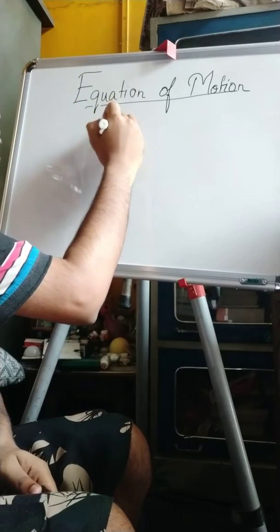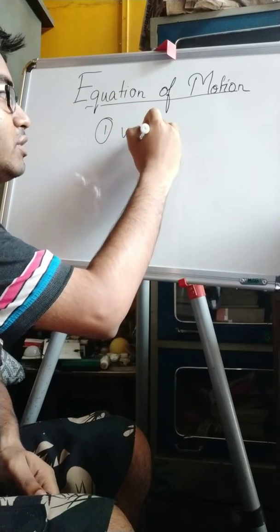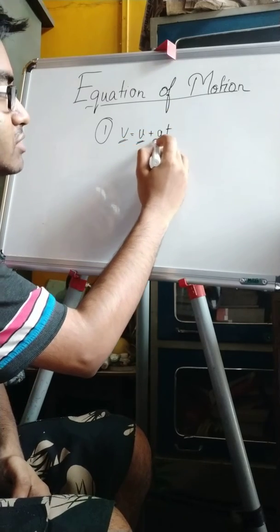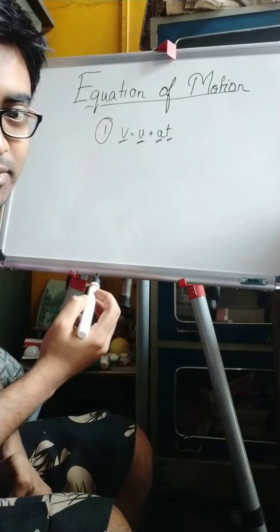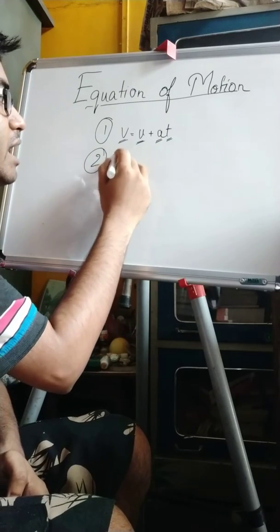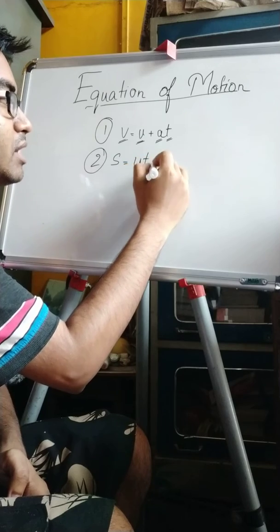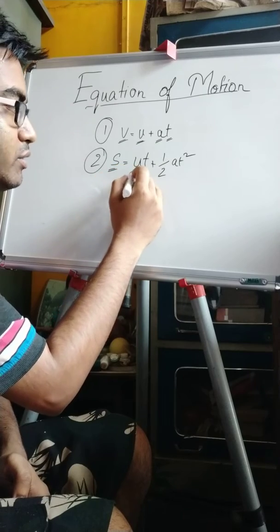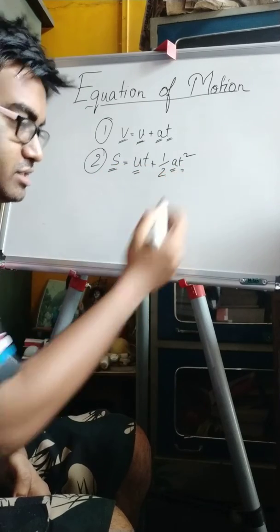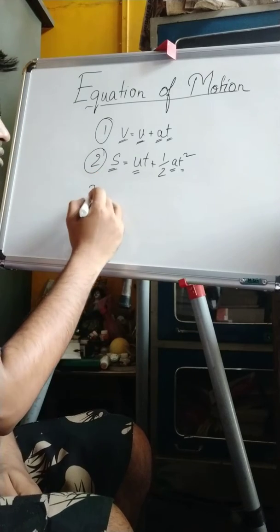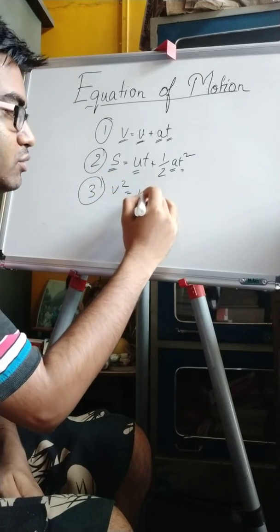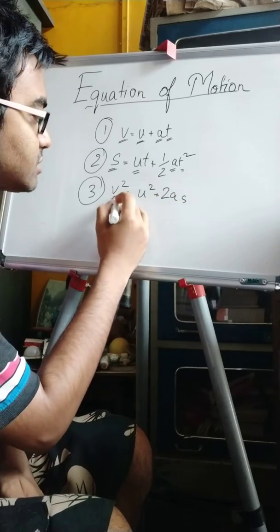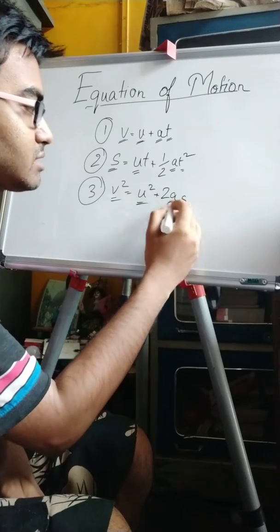So the first equation of motion is v = u + at, where v is the final velocity, u is the initial velocity, a is acceleration, t is time. Number 2 is s = ut + ½at², where s is distance, u is initial velocity, a is acceleration, t is time. Number 3, v² = u² + 2as. By looking at this formula, we can say it involves final velocity, initial velocity, distance and acceleration.